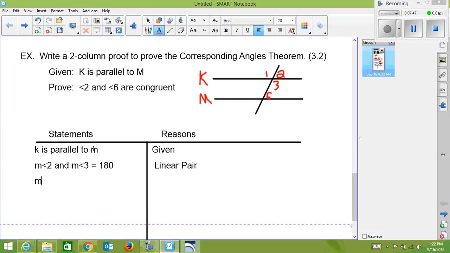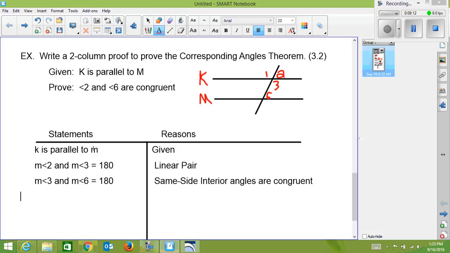Measure of angle 3 and measure of angle 6 equal 180. How do I know this? That same side rule that we just went over. Same side interior angles are congruent. Okay, so from there, what's my next logical step? So now I've said that 2 and 3 are 180, and I also said that 3 and 6 are 180. So I have that much figured out.